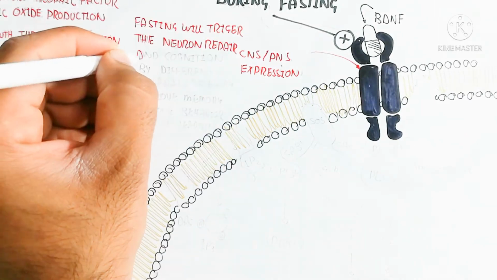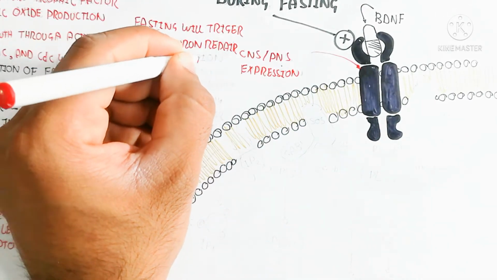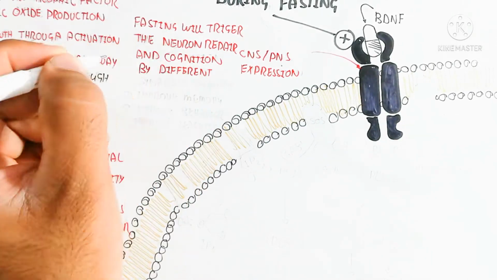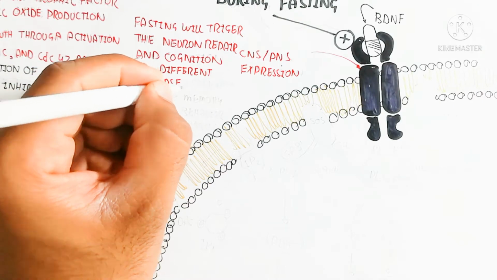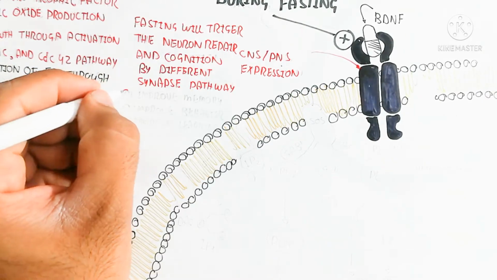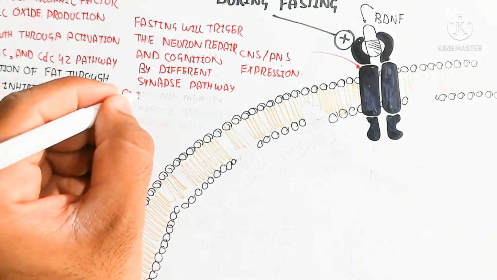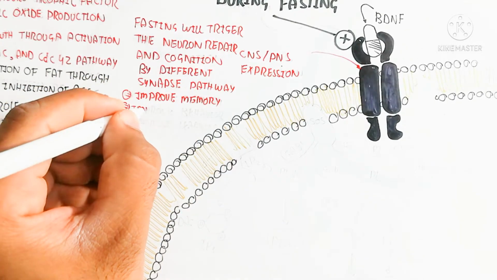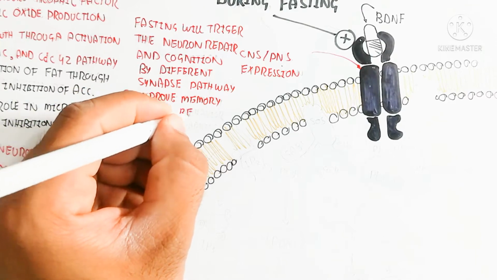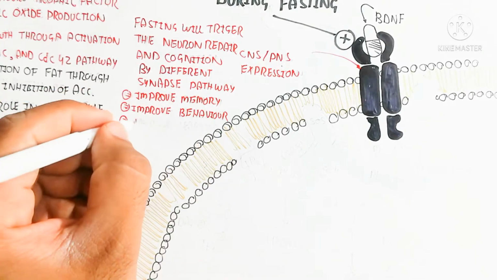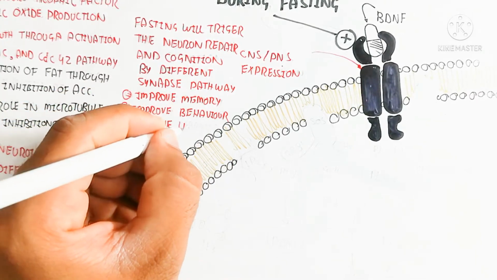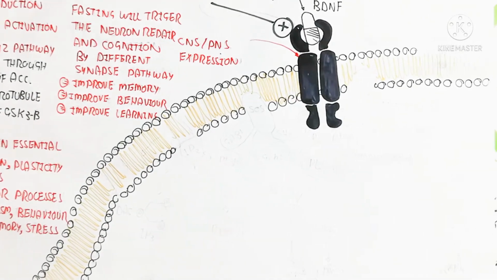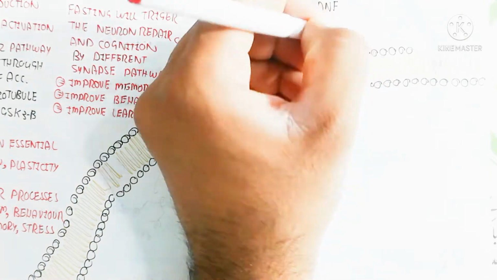And basically it is expressed in the central nervous system and peripheral nervous system. And the fasting will trigger neuron repair and cognition by different synapse pathways. So it improves memory, behavior, and learning through this BDNF signaling pathway, and it will improve the nerves. And remember, the meaning of plasticity is the protection of the neuron.